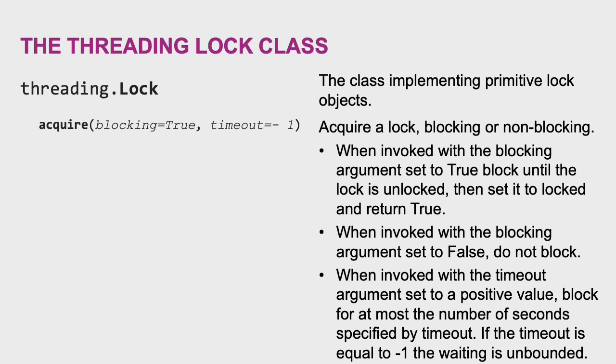Have a look at the Python documentation for more details. However, the message is that the acquire method is the method you want to use to acquire a lock. You may have blocking and non-blocking semantics. More often than not, you use blocking semantics. It's the semantics we discussed so far, and it's very, very important.